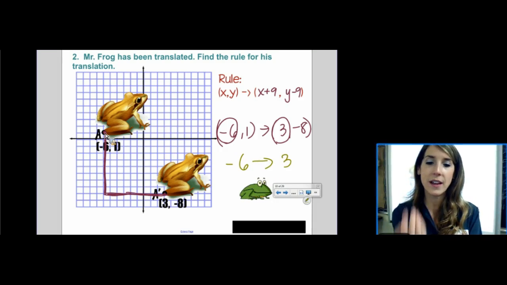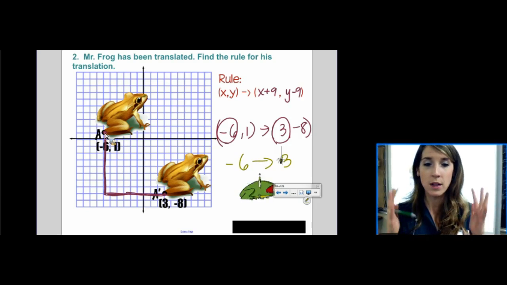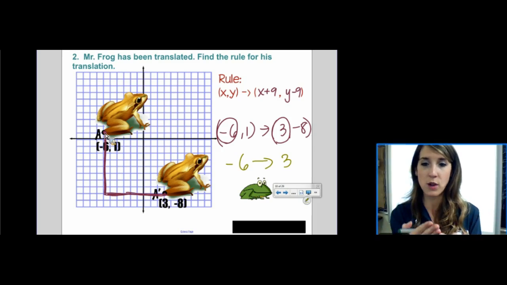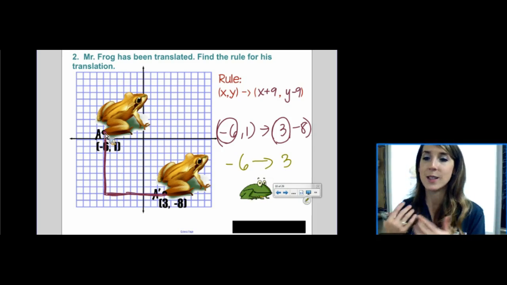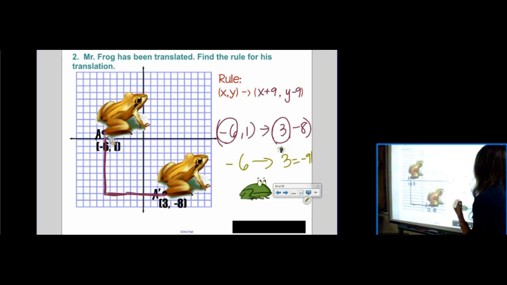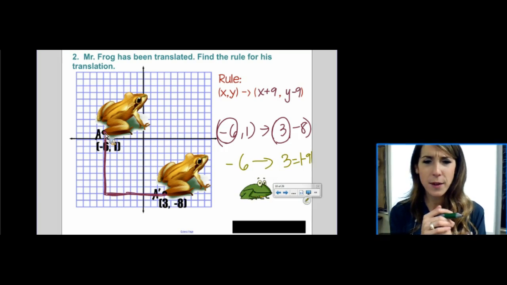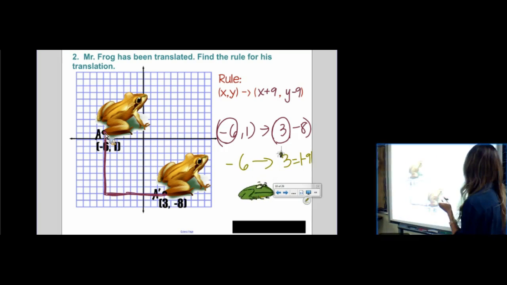And I taught you to find distance on a number line. You always subtract. It works every time. Subtract all the time, every time. So -6 minus 3 gets us -9, and I taught you to always make the result, it's called absolute value, positive. So there we go. The distance between the x's is 9. We went to the right, so plus 9.